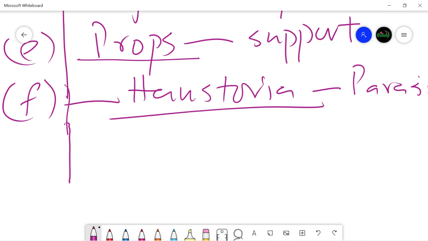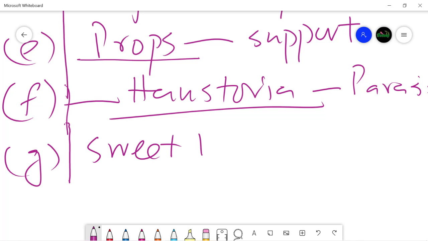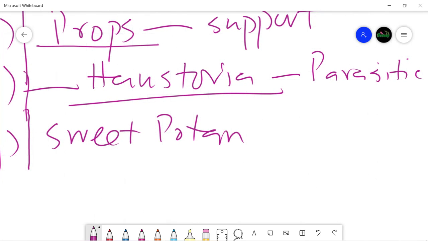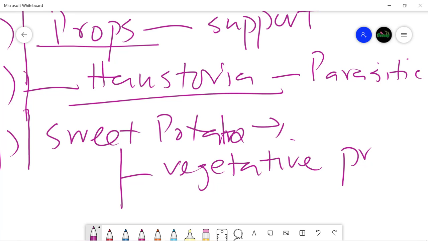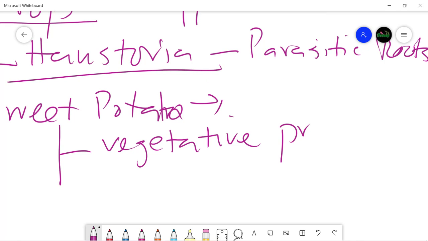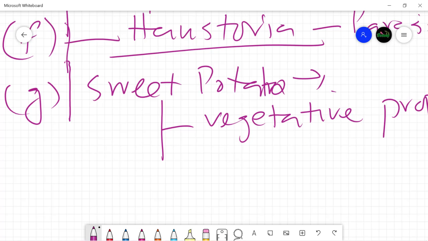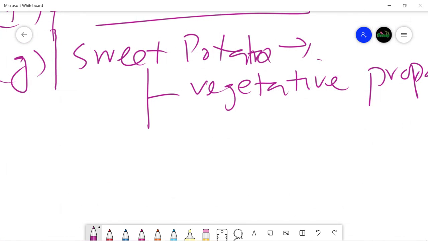In some roots, such as sweet potato and other roots, tuberous roots, tap roots like conical taproot or napiform or fusiform, they act as organs for vegetative propagation. So to propagate a plant vegetatively, these roots act as vegetative propagating organs. So vegetative propagation, sweet potato and other tuberous taproots.